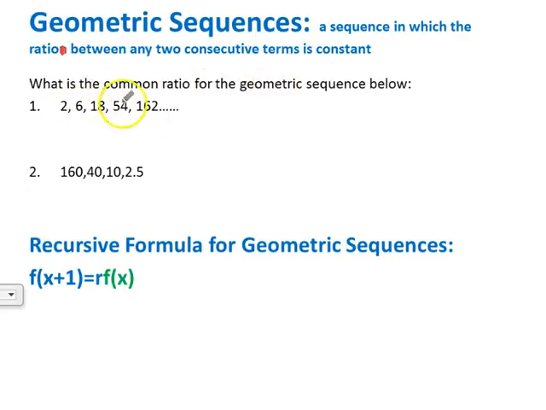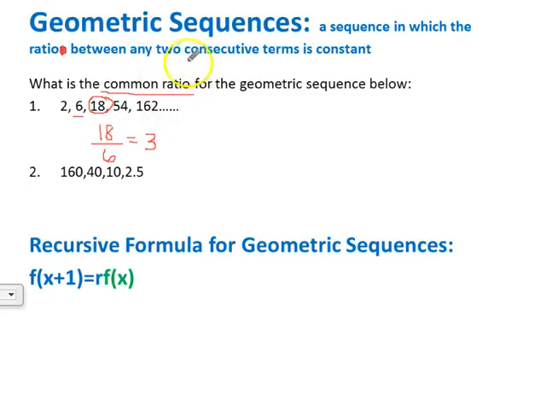And we can find a common ratio by dividing one term by the previous term in the sequence. So you pick a term such as 18, and then to find the common ratio, we take 18 and divide it by the previous term, which is 6. And 18 divided by 6 is 3.